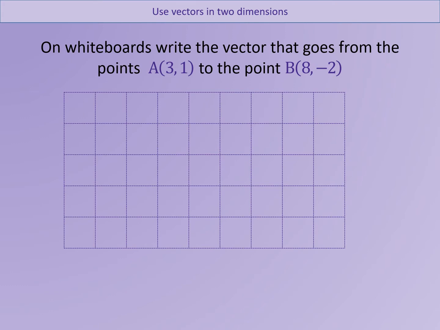Let's take a look at the vector that connects up two coordinates. So here we have the point A, which has coordinates (3, 1), and the point B, which has coordinates (8, -2). Now if I plot A on here, and I think I'm just going to need a scale on here so this makes a little bit more sense. If we call this the y-axis, and this our x-axis here, so x and y. So A is 3 across and 1 up, and B is 8 across and 2 down.